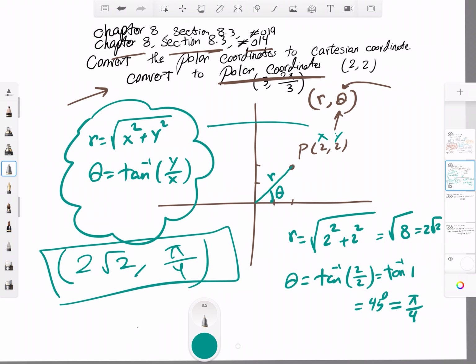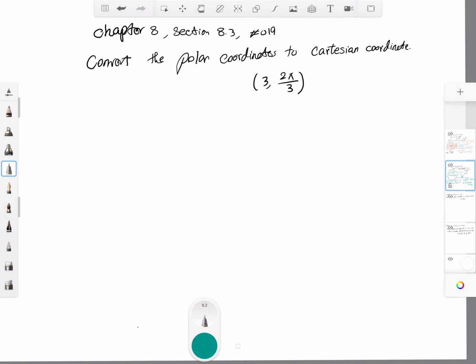Let's have another one. Another good question. So chapter 8, number 19, convert the polar coordinates. So this is polar. That means we have r and theta. They're asking us to make it Cartesian coordinates, so we convert it to x and y.